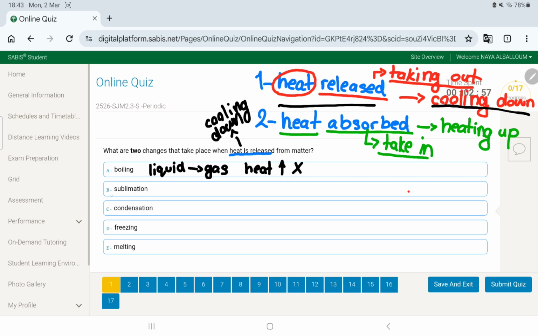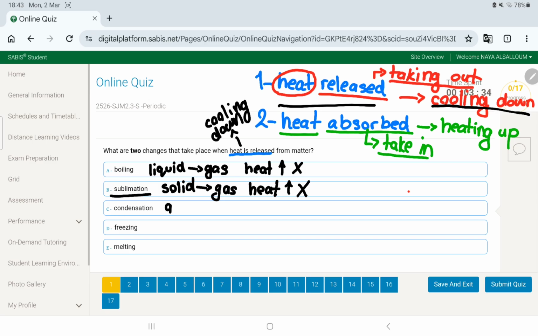Let's see. Sublimation is when a solid changes directly to a gas. Now, sublimation and deposition, guys, we're going to be discussing them later on in the quiz. For now, I'm just going through the key points. Sublimation is when solid changes into a gas without forming a liquid, right? So, solid all the way to gas, you need to heat it up, right? So, obviously, when you're heating something up, you're absorbing the energy. So, wrong.